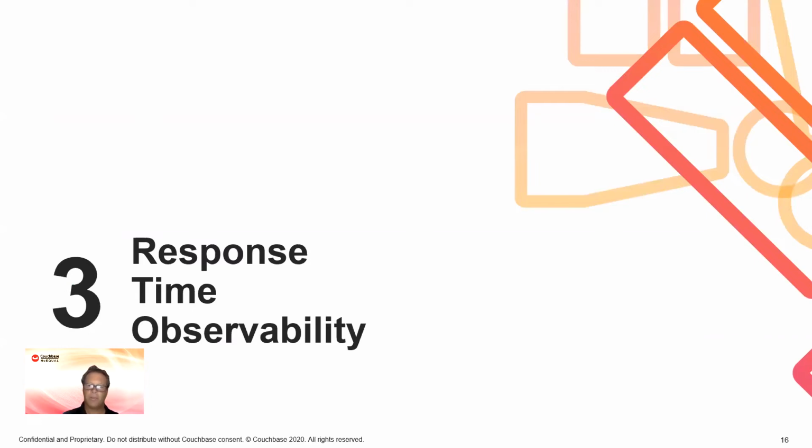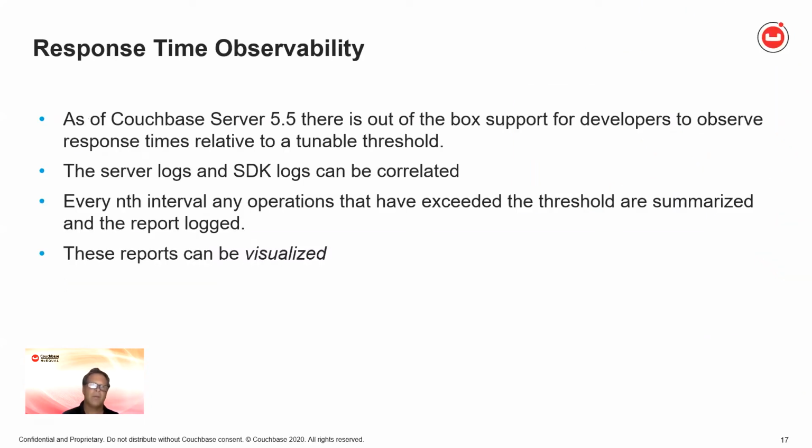Response time observability. As of Couchbase Server 5.5, there's out-of-box support for developers to observe response times relative to a tunable threshold. The server logs and the SDK logs can be correlated. Every nth interval, any operations that have exceeded the threshold are summarized and the report is logged. These reports can be visualized.